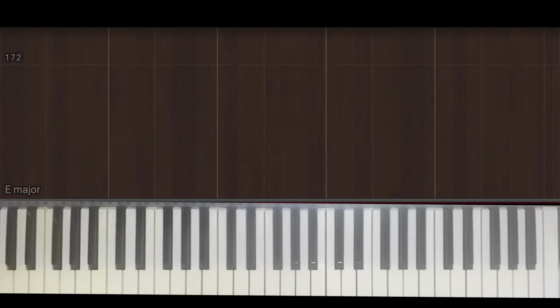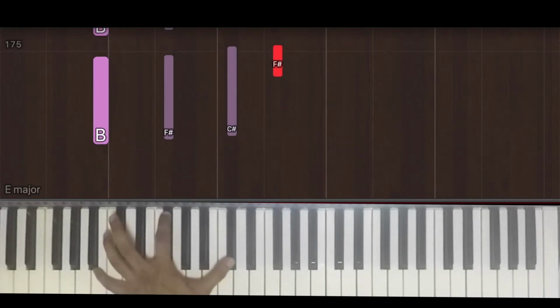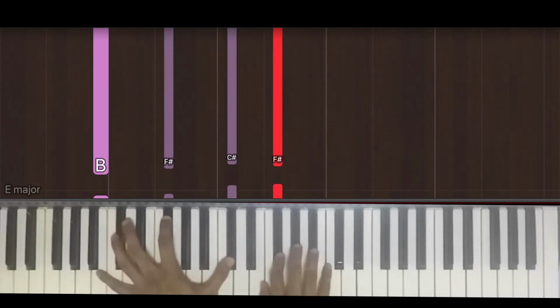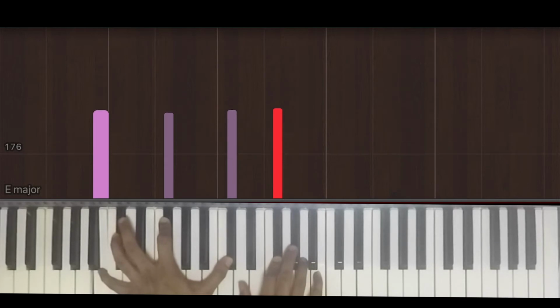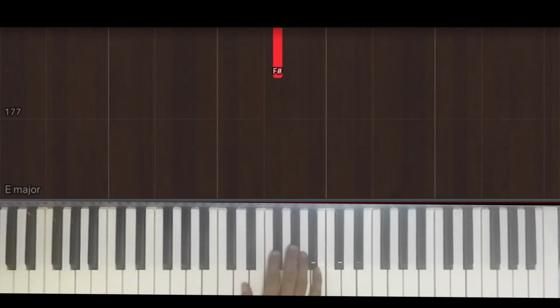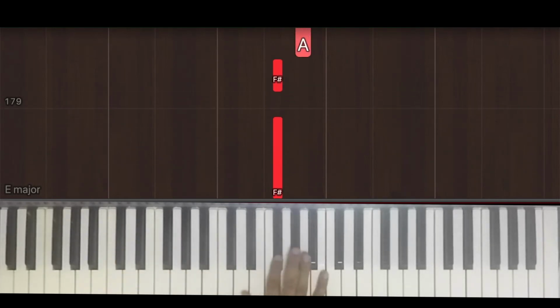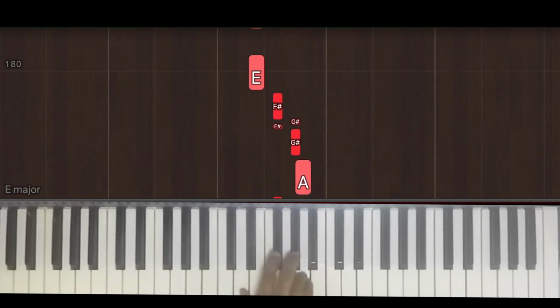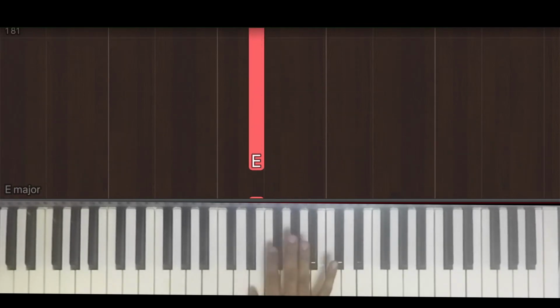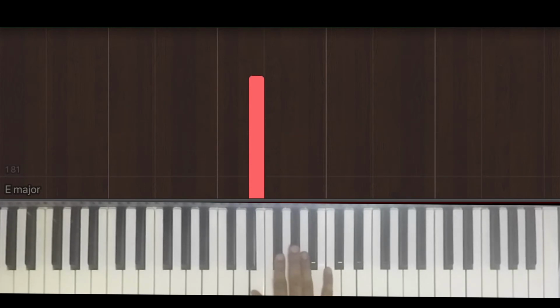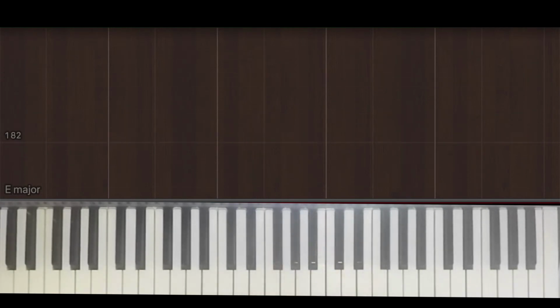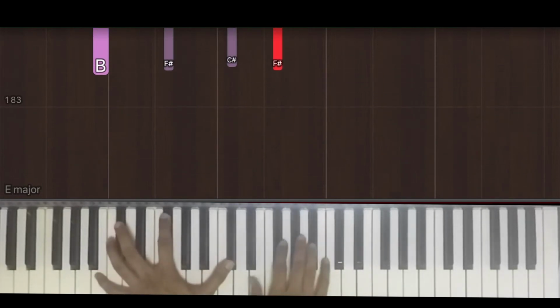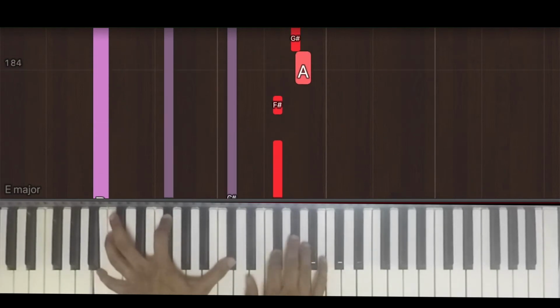So the next half is basically the same. It's just when we play this B9 again, we're playing the following in the right hand. 1 and 2 and 3 and 4 and 1, 2, 3, 4. Okay, so with the left hand, it will go like this.